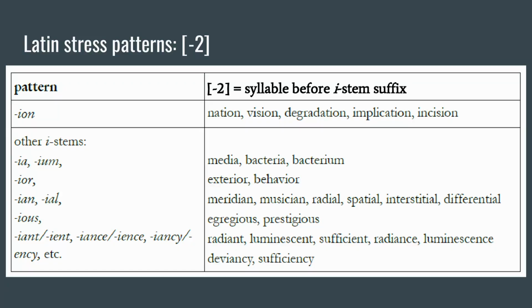It usually works. There's another Latin stress pattern, this kind of -2 pattern with I stem suffixes or endings. So for example, words in ION that can include TION like nation, SION like vision. The stress is almost always on the syllable before that suffix. So these are I stem suffixes that begin with I, like nation, vision, degradation, implication, incision. Before the ION ending, the stress is on the syllable before it. This works over 99% of the time. I actually have only found one exception to this, which I will mention later.